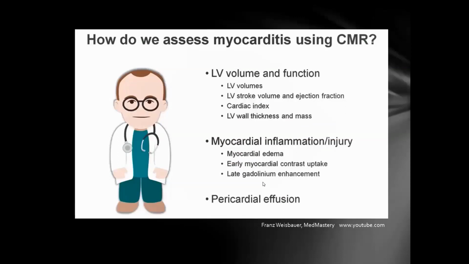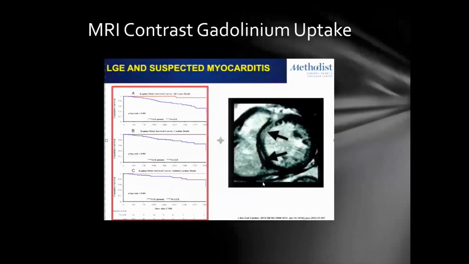There are things they can look at qualitatively, and then they give this gadolinium contrast, and they look at how fast this contrast permeates into the myocardium, and they can also see signs of edema, things like that, and of course the effusion. We'll have a couple of images here.